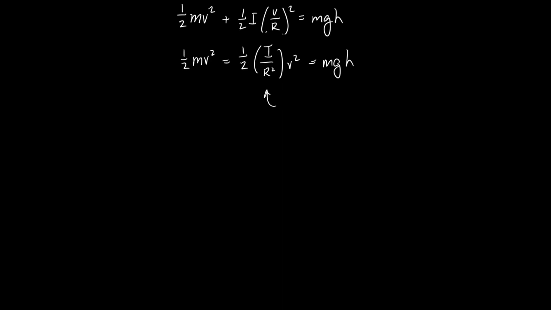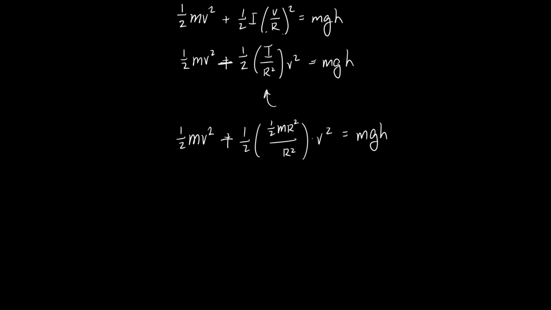You said disk, so 1/2 mv squared plus, that's a plus sign, not an equal sign, plus 1/2 mr squared on top divided by r squared on the bottom times v squared equals mgh.